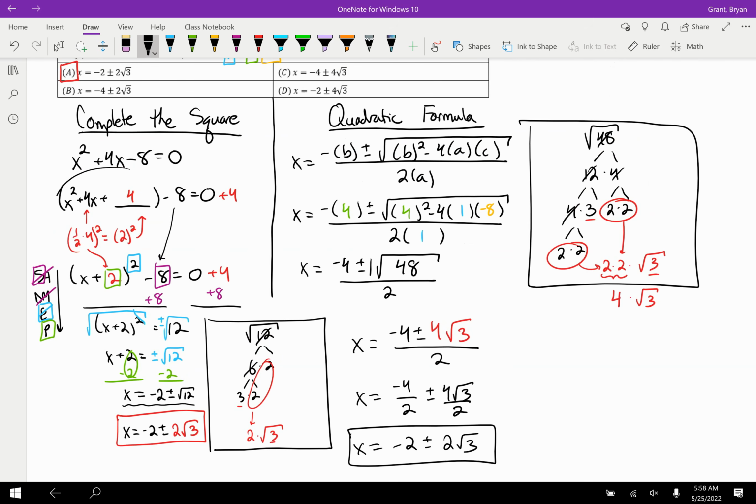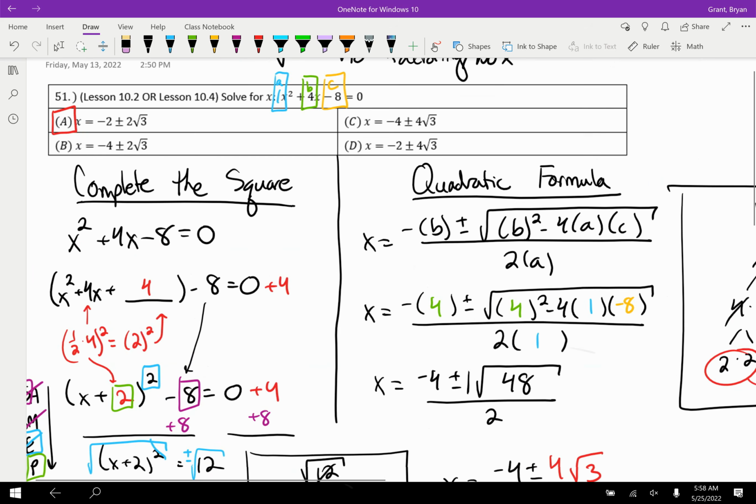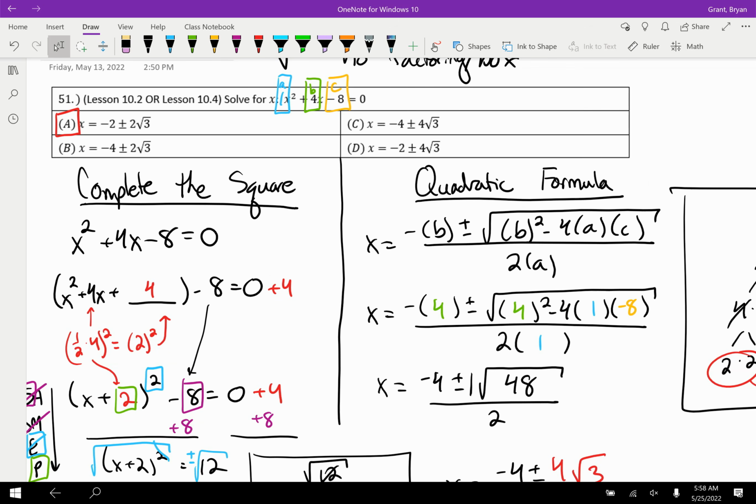Arguably, the completing the square had that trickier step in the middle, but the quadratic formula also had you break down a larger number and then have to remember to distribute the division. So neither way is super straightforward. It's a pretty tricky question overall, but you should see that we can do it in either way.